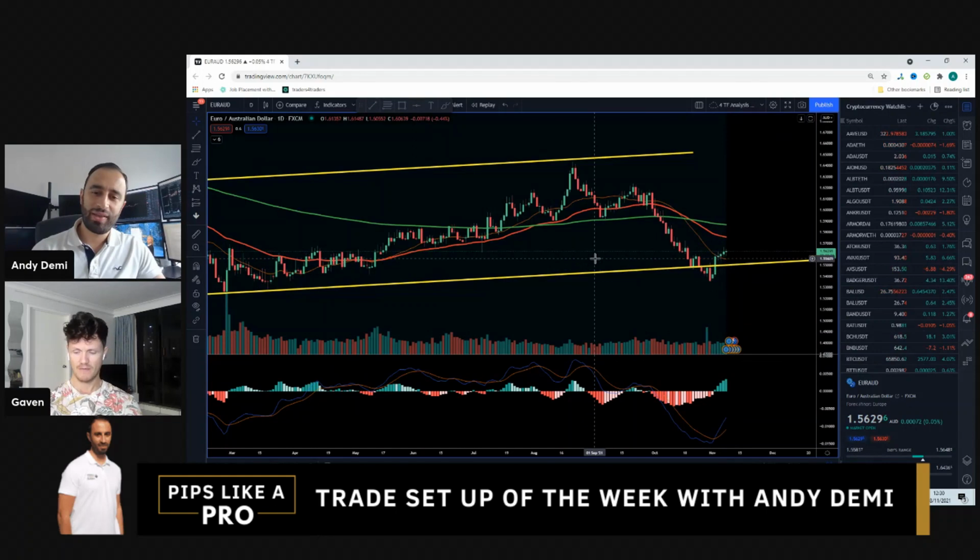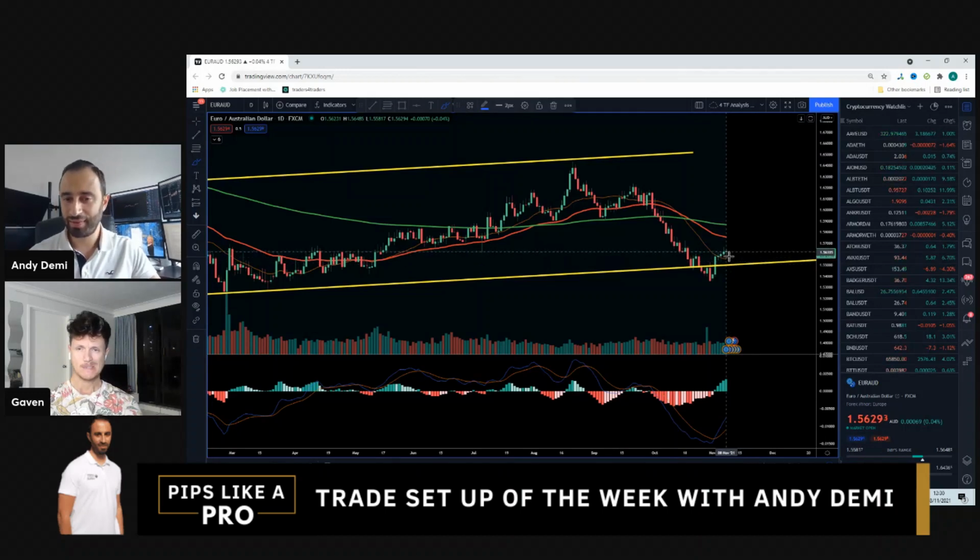But I really like the idea of looking for, since the theme is Fibonacci, looking for a Fibonacci pullback to potentially buy, with a potential target possibly back to this zone here.